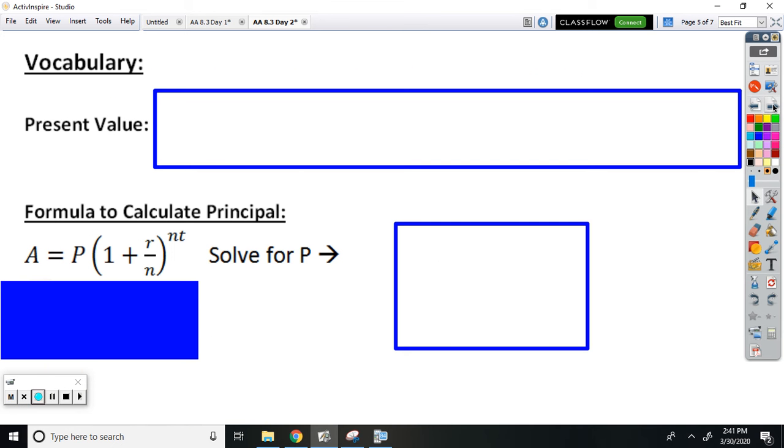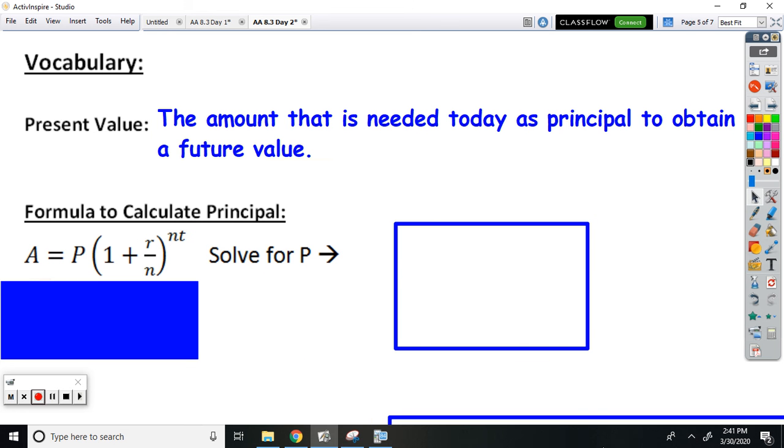All right, then the last type of problems we're going to see today are using the formula from yesterday with our A equals, but we're going to be solving for P this time. In the 8.3 day one, I always told you what P was, and we found A. Today we're going to find P, which is the amount that is needed today as principal to obtain a future value.